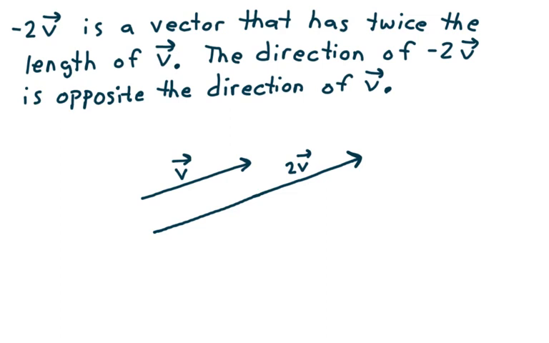But if I start and go the opposite way, so what if I did this? This would be negative 2V. So negative 2V still has twice the length of V, but it's going in a direction that's opposite of V.